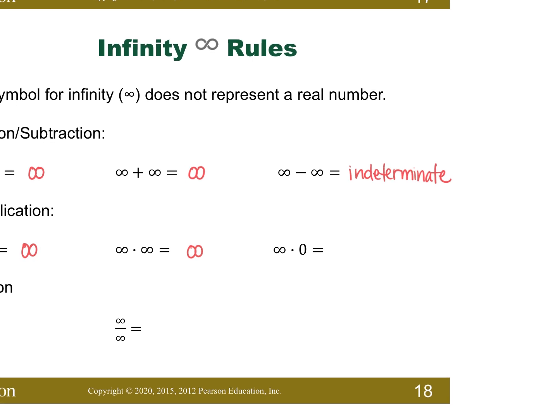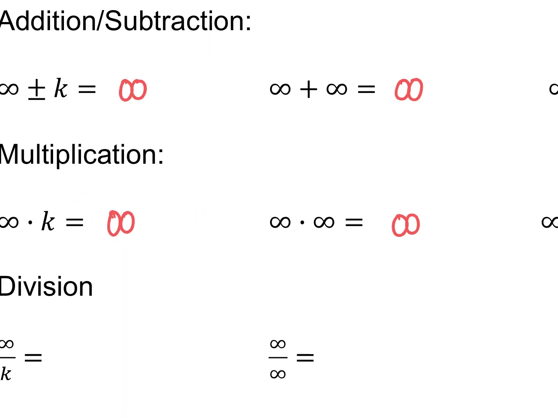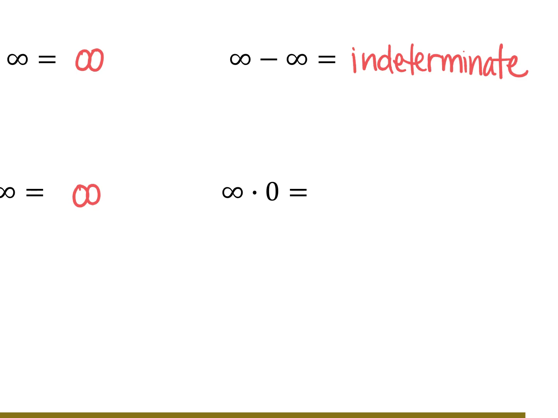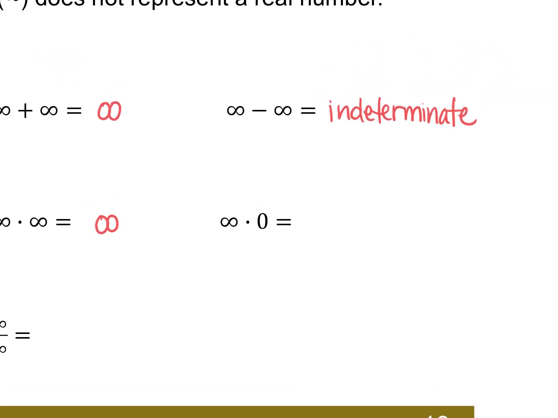No. Indeterminate. Why? Well, because there's one rule that says anything multiplied by 0 is 0, and there's another rule that says anything multiplied by infinity is infinity. We just said infinity multiplied by any constant is infinity. Well, isn't 0 a constant? Yes, 0 is a constant. So there's two competing rules here. So it is not able to be determined.